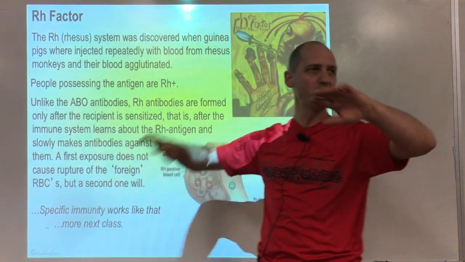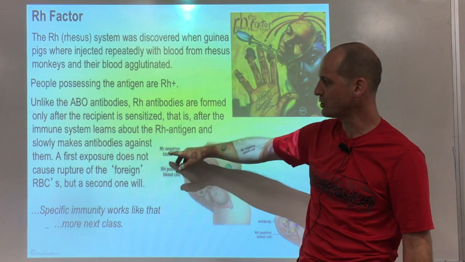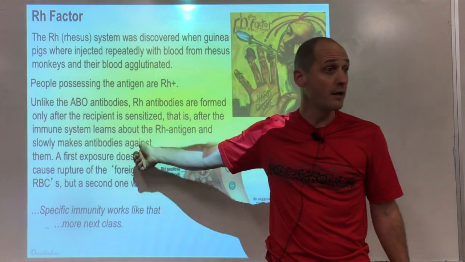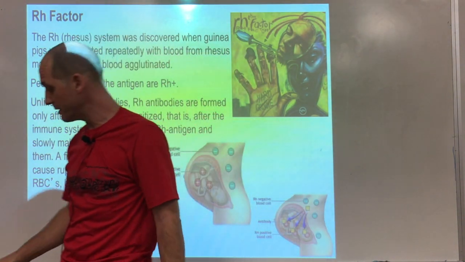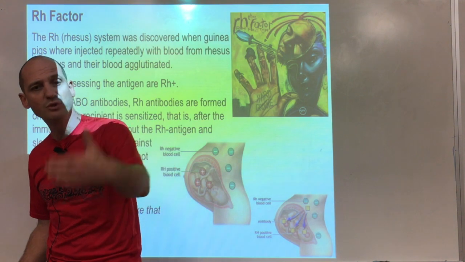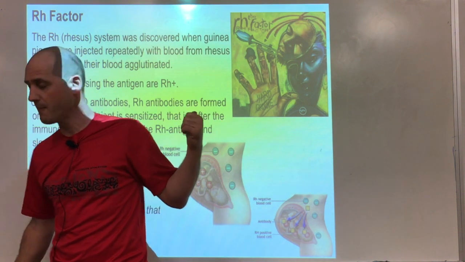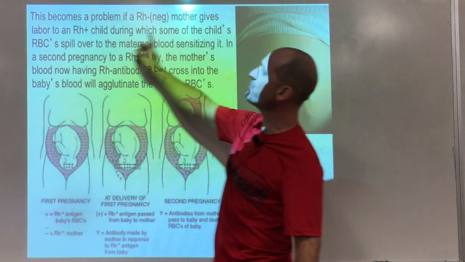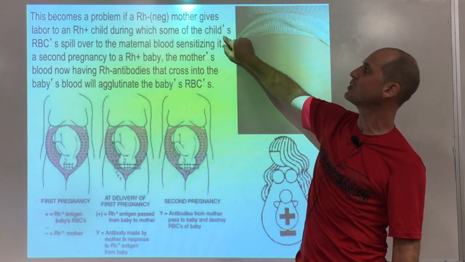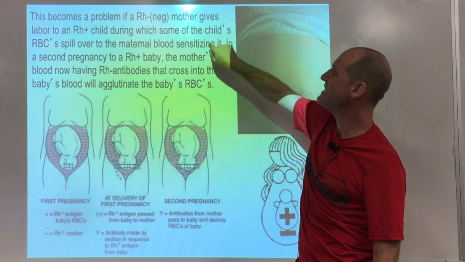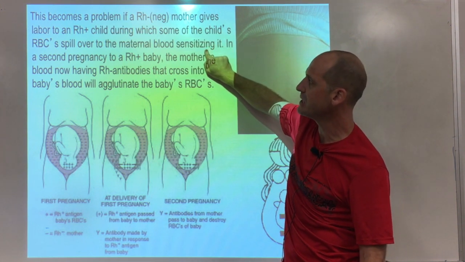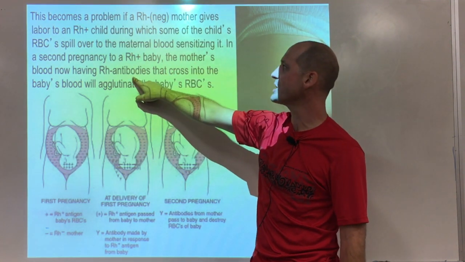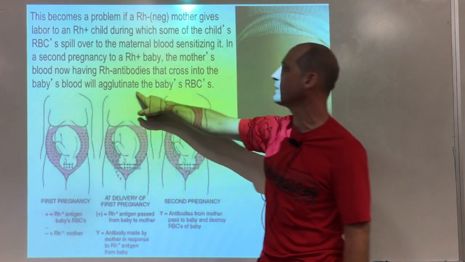So if you're exposed once, no biggie. A first exposure does not cause rupture of the foreign RBCs, but a second one will. And again, that's the specific, learned immunity. We have to be exposed, the body learns about it, and then it makes these antibodies. So this is a problem when you have an Rh negative mother who gives birth to an Rh positive child. Some of the child's red blood cells spill over into the maternal blood, sensitizing it. In a second pregnancy with another Rh positive baby, the mom now has Rh antibodies that cross into the baby's blood, which will agglutinate the baby's RBCs.